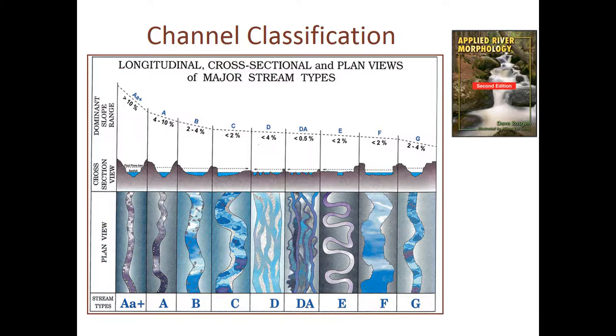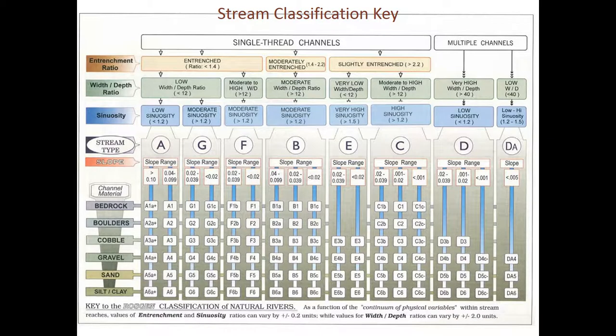Stream channels evolve over time to manage the rate and volume of water, as well as the amount and size of sediment delivered to them. Pictured here is a diagram of channel classification developed by Dave Rosgen. Rosgen has become a popular and influential guru in mechanical and vegetative river restoration. Here's a closer look at the channel classification. Rosgen's system is based mostly on stream and floodplain dimensions.